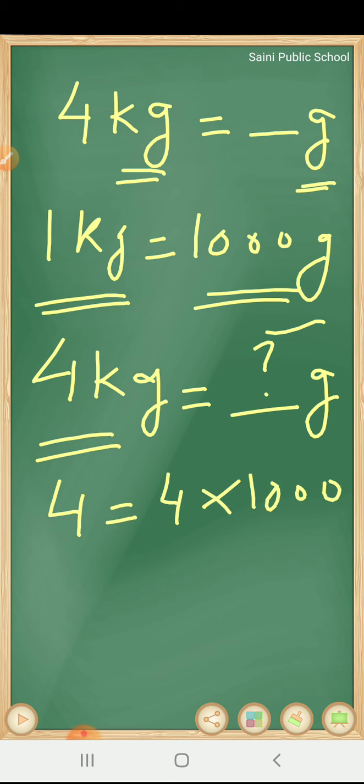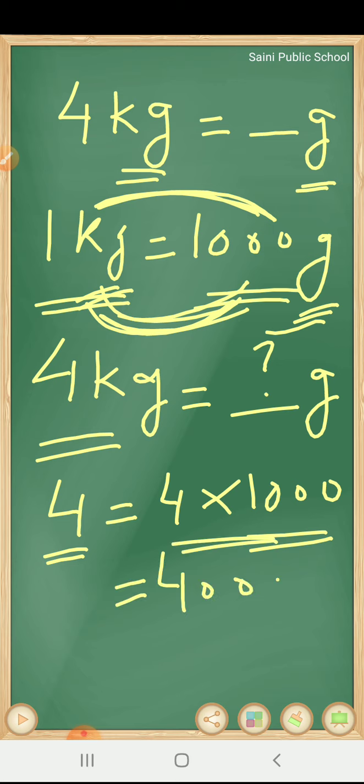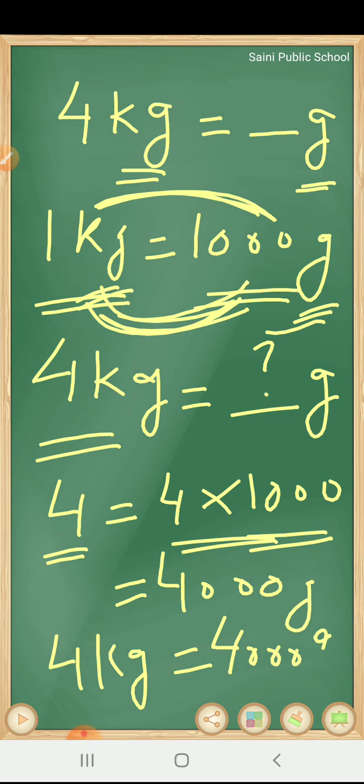Why? Because we know that 1 kilogram is equal to 1000 gram, and kilogram is a bigger unit and gram is a smaller unit. For converting a bigger unit into a smaller unit, we always multiply. So 1 kilogram is equal to 1000 gram, so 4 kilogram is equal to 4 into 1000, which means 4000 gram. So 4 kilogram is equal to 4000 gram.